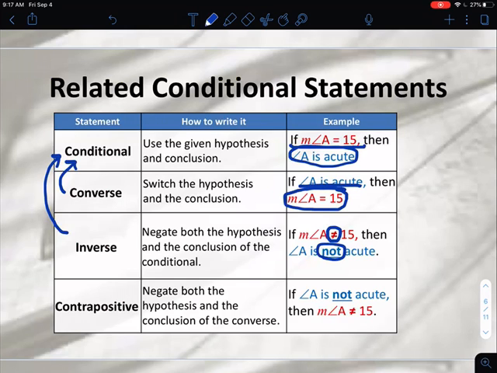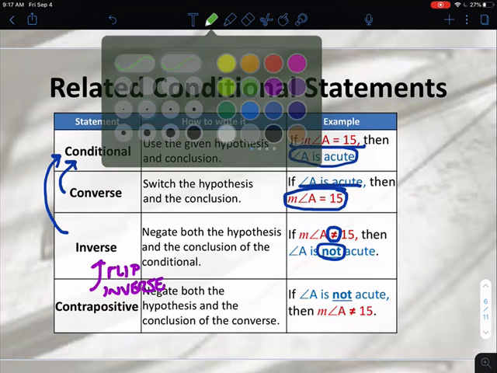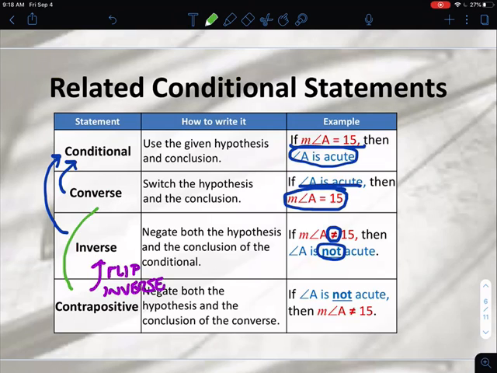The contrapositive is the last type of statement. The contrapositive can do one of two things. It can flip the inverse. So we're going to take the inverse and flip-flop it. If angle A is not acute, then the measure of angle A is not equal to 15. So that's one possibility. The other possibility is we negate the converse.